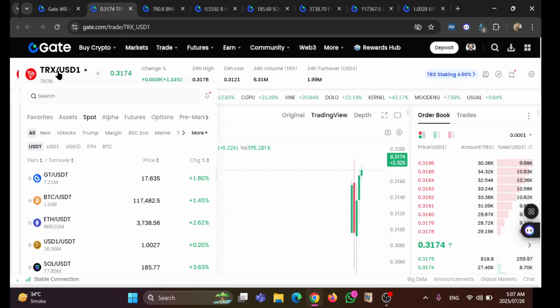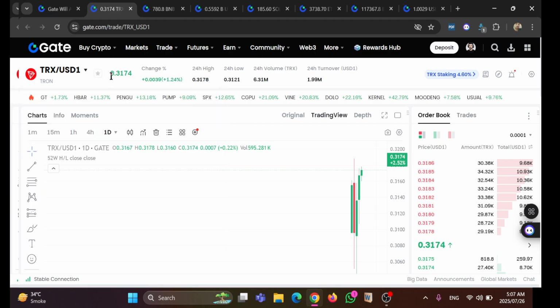And this is the TRX, and its current market price is 0.3174 USD1, and its market price is going to increase. The current market price of TRX has increased to 0.0039 USD1. It is 1.24%.